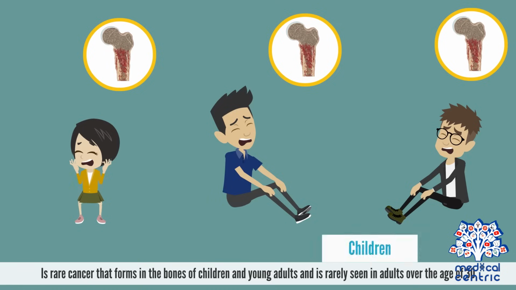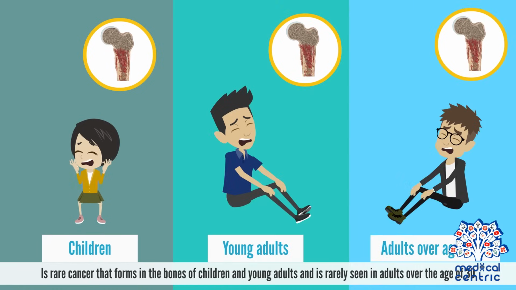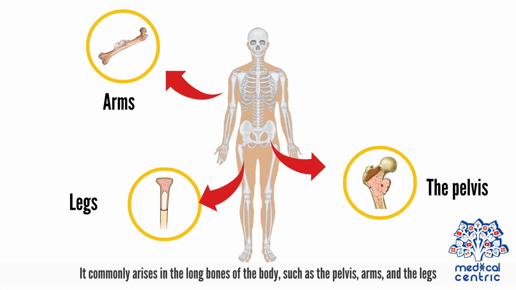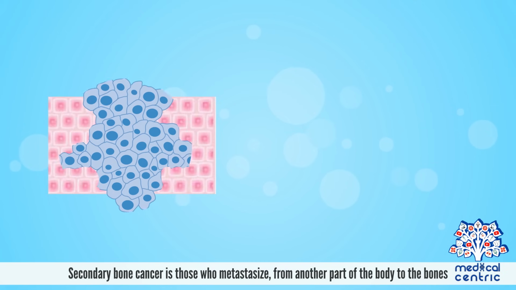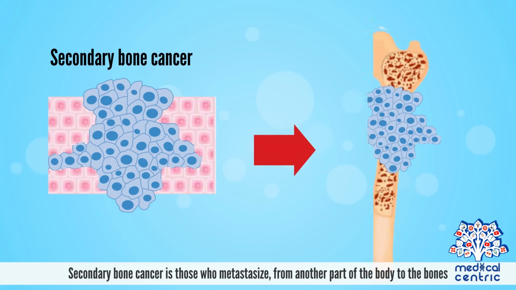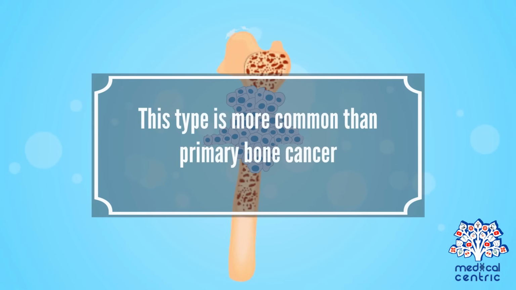Ewing sarcoma is a rare cancer that forms in the bones of children and young adults, and is rarely seen in adults over the age of 30. It commonly arises in the long bones of the body, such as the pelvis, arms, and the legs. Secondary bone cancer is those who metastasize from another part of the body to the bones. This type is more common than primary bone cancer.